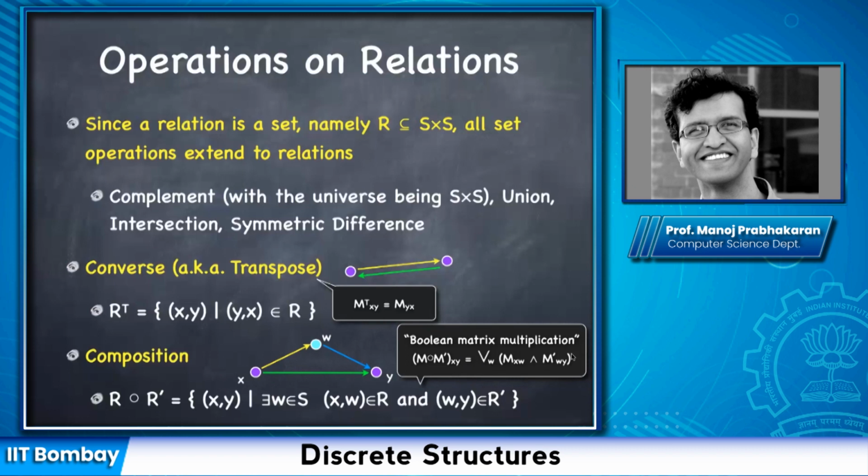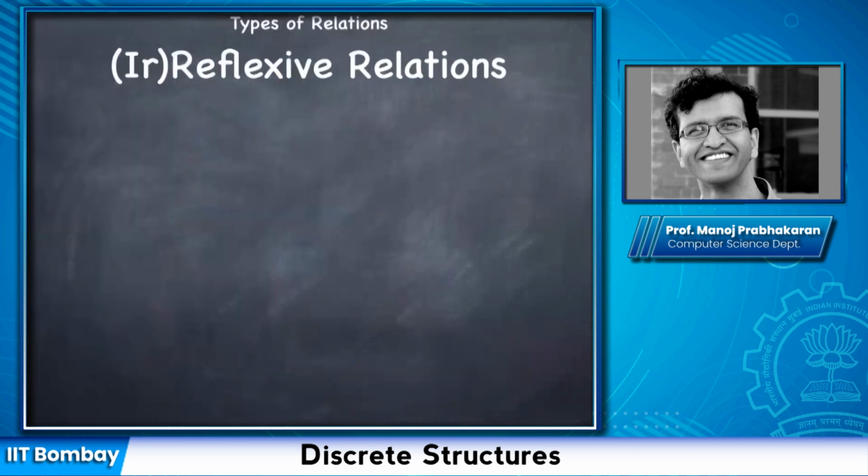In other words, the disjunction, the OR over all possible values of W, of M of XW and M prime of WY is true. So you could view this as a matrix multiplication, except instead of multiplication you are doing AND and instead of addition you are doing OR. This is called a Boolean matrix multiplication. Composition corresponds to Boolean matrix multiplication in the matrix representation. All right, so those are the relations I wanted to mention.